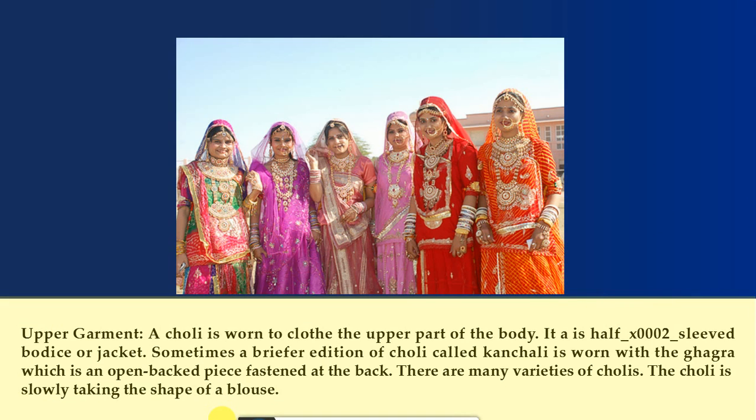Upper garment. A koli is worn to clothe the upper part of the body. It is a half-sleeved bodice or jacket. Sometimes a briefer edition of koli called kanchali is worn with the gagra, which is an open-backed piece fastened at the back. There are many varieties of kolis. The koli is slowly taking the shape of a blouse.